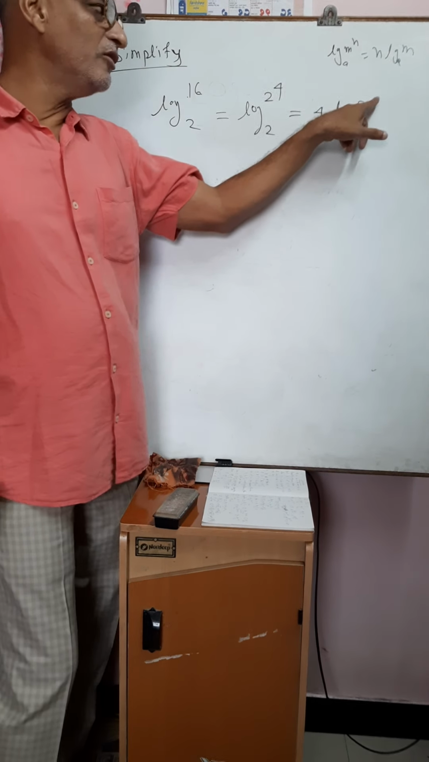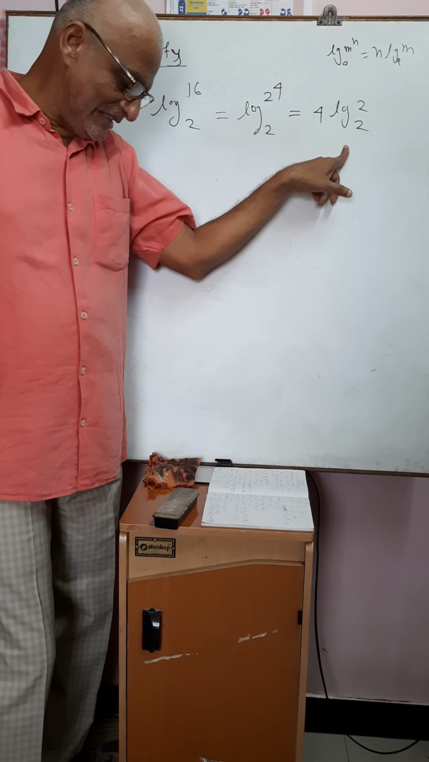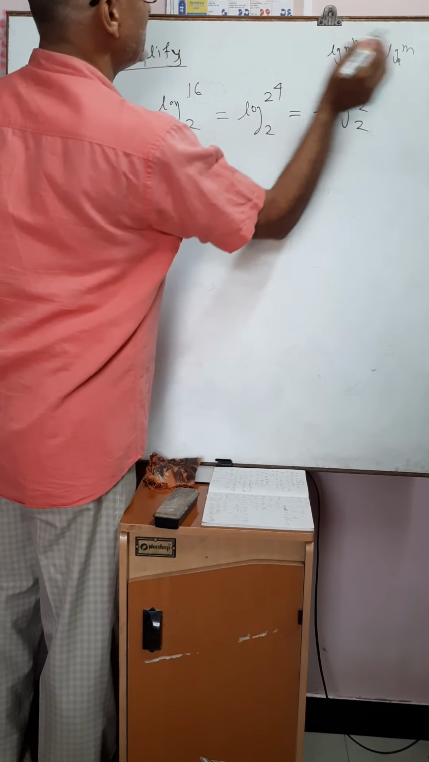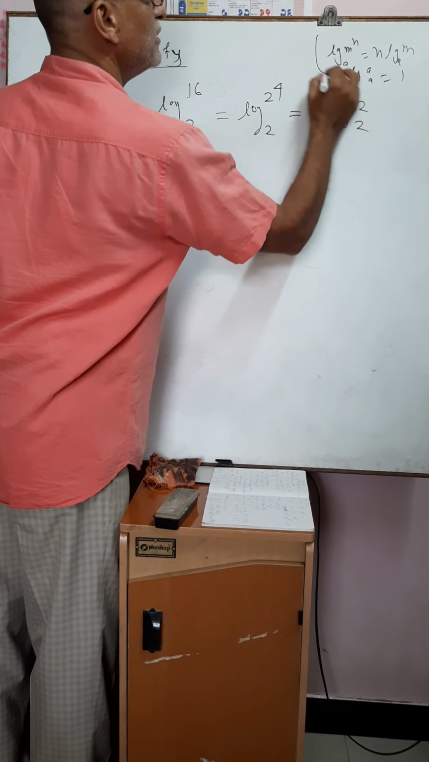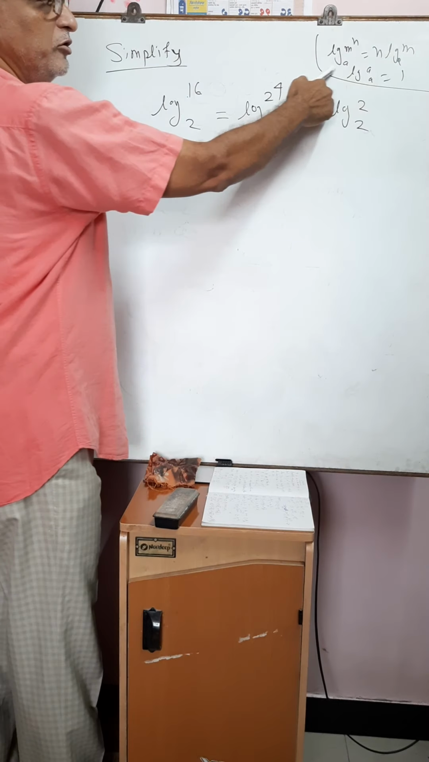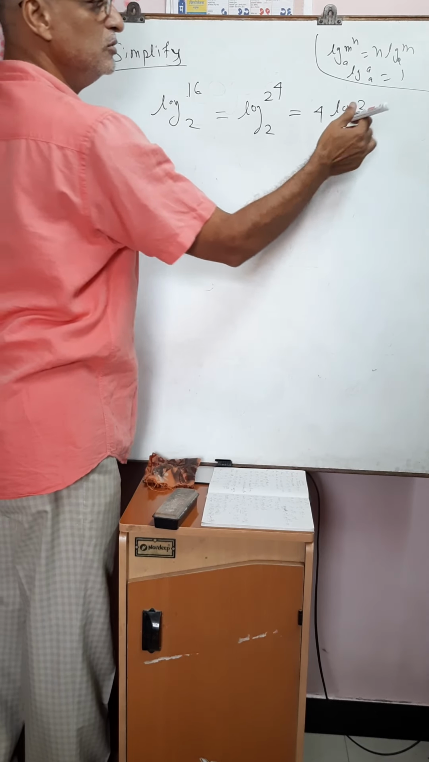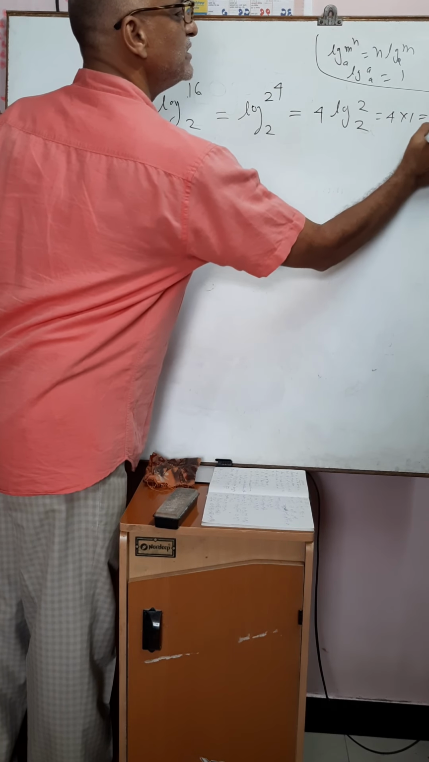Now what is the value of log 2 to the base 2? According to our second property, we know that log a to the base a equals 1. So by the second property, log 2 to the base 2 is 1, so that will be equal to 4 into 1, and it means your answer is equal to 4.